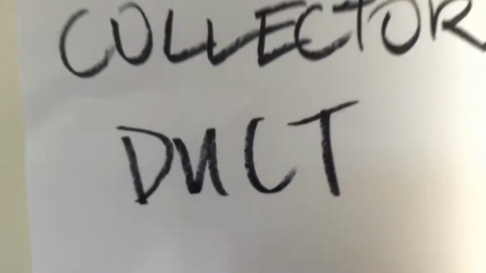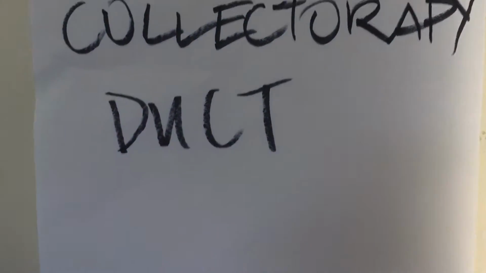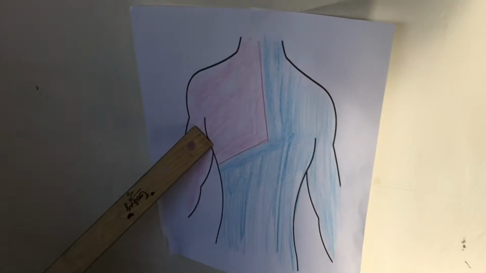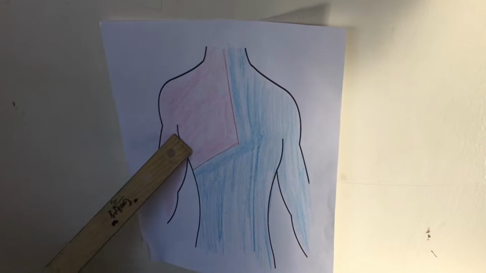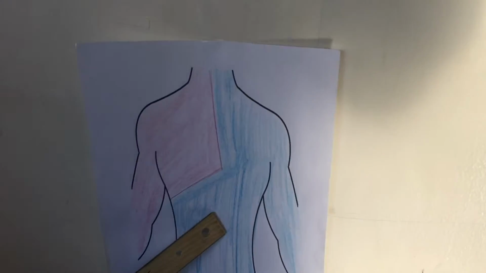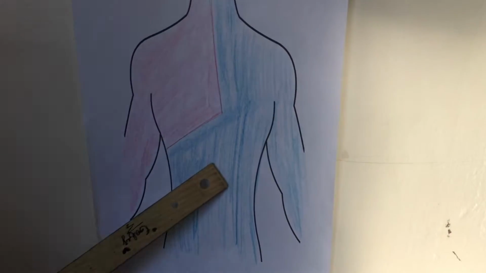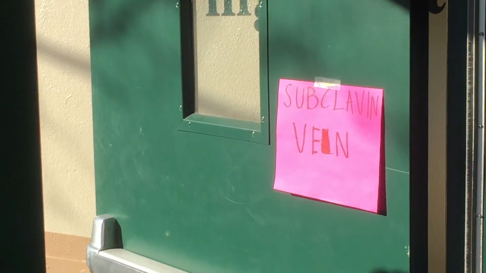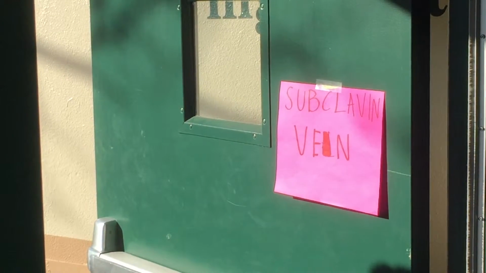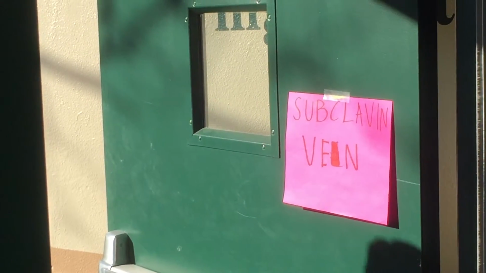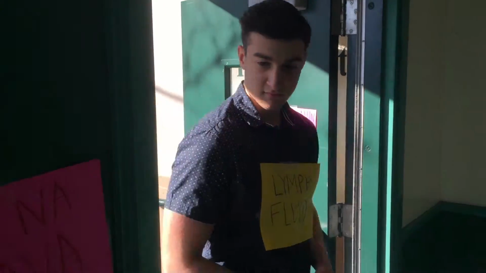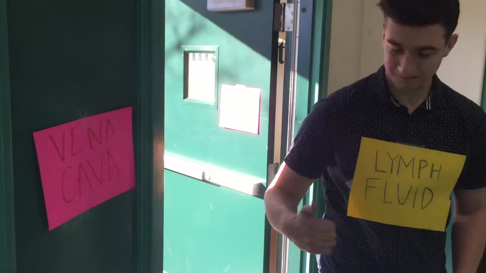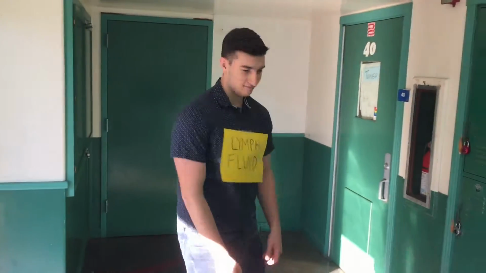Lymph eventually ends up in the collector ducts. The right lymphatic duct drains from the upper right limb to the right side of the head. The larger thoracic duct receives lymph from the rest of the body. The fluid drains into the subclavian vein, which merges with the vena cava. The process starts all over again.